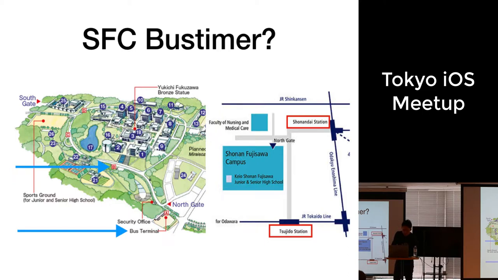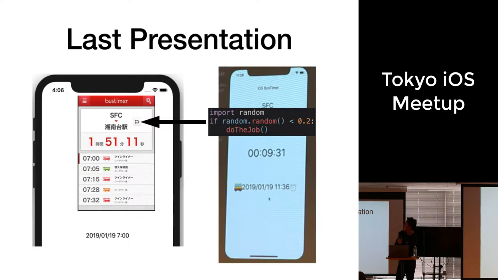So, in my last presentation, I brought my first app, which was very prototype-ish. Well, this is actually not my prototype. This was a Bustimer that somebody else made years ago. The problem was that this button right there, which changes the station, had a code that goes like this. Even if you press it, sometimes the button didn't work. I'm assuming this is how they coded it, which I hope they didn't.